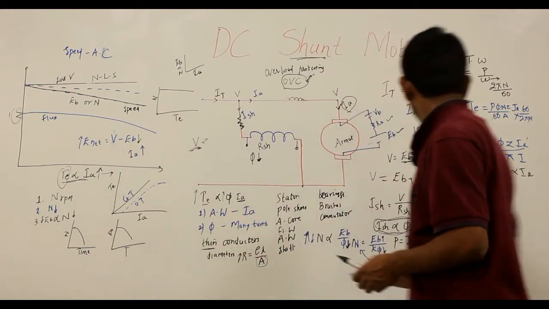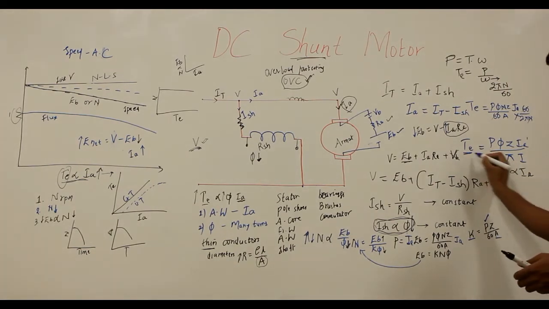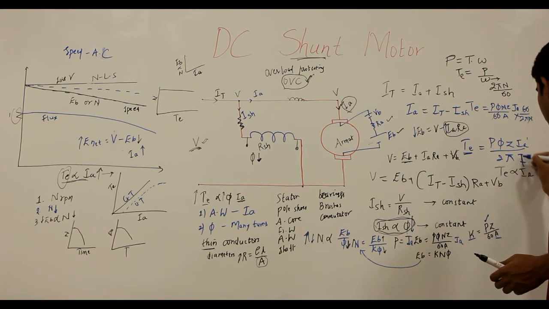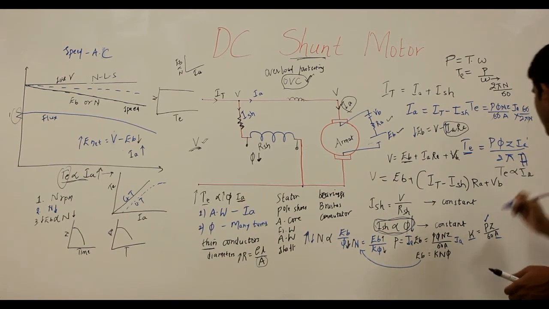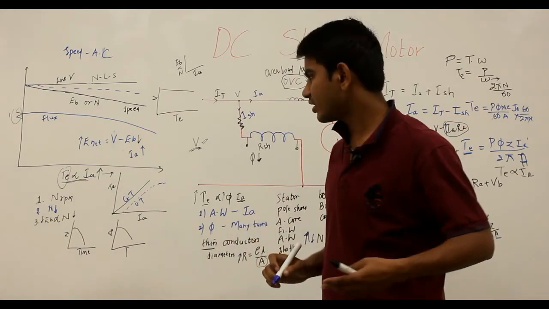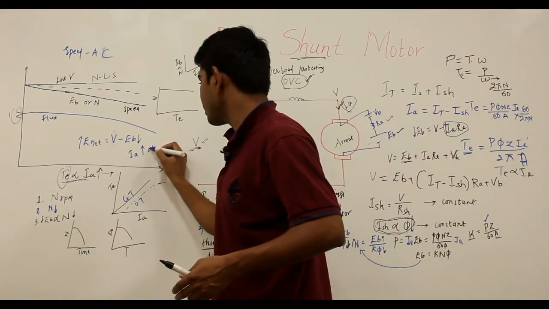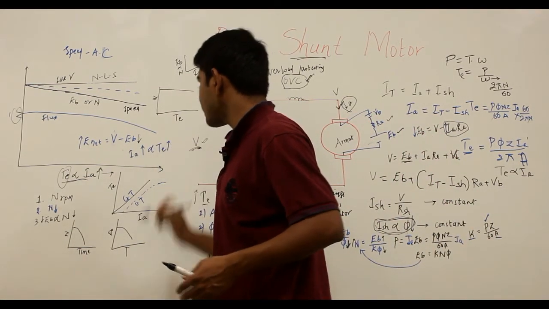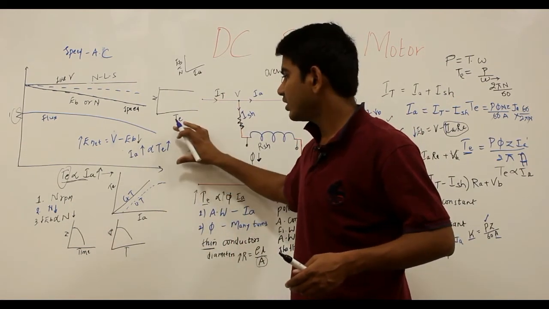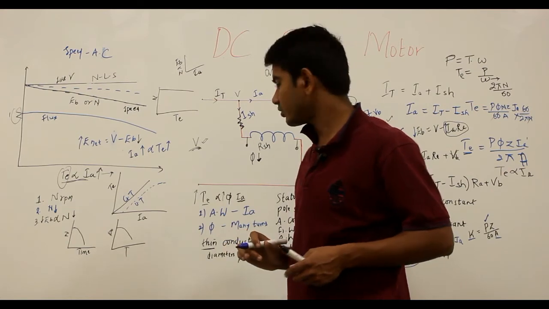And I know from this relation, where the torque is proportional to P phi Z Ia by 2 pi A, so as the torque is proportional to the armature current, as Ia increases, your torque increases, and this increased torque will increase the speed of the motor.